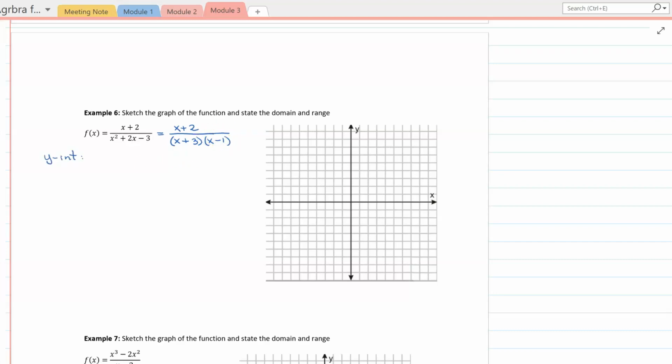The y-intercept is the value of y when x equals 0. So f of 0 is equal to 2 over negative 3, equal to negative 2/3. So that is the value of the y-intercept. The x-intercept is the value of x when y equals 0. So when f of x equals 0, then x plus 2 has to equal 0. So x equals negative 2. So here, negative 2.